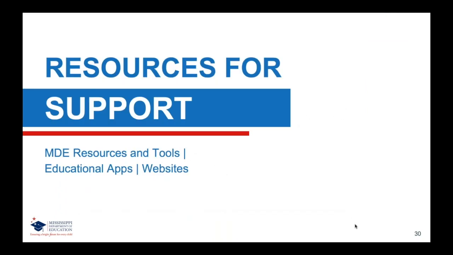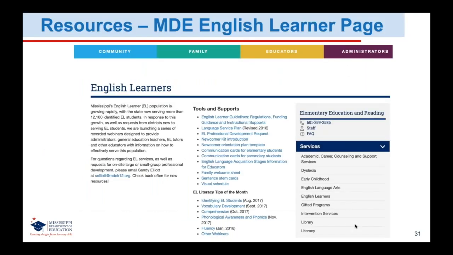So I just want to show you some of the resources that we have for you on our MDE site. You can go to our English Learner site. To get there, on the Educators tab, you just click on that, and then you'll see English Learners. They're written in alphabetical order, so you'll see English Learner Support. Here are some of the things that may be of interest to you. We have a family welcome sheet, some sentence stem cards, and some communication cards for elementary students. You can just print those out and put them on an O-ring to help students to be able to understand better.